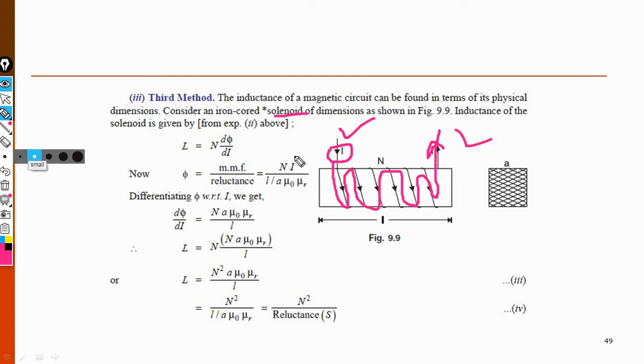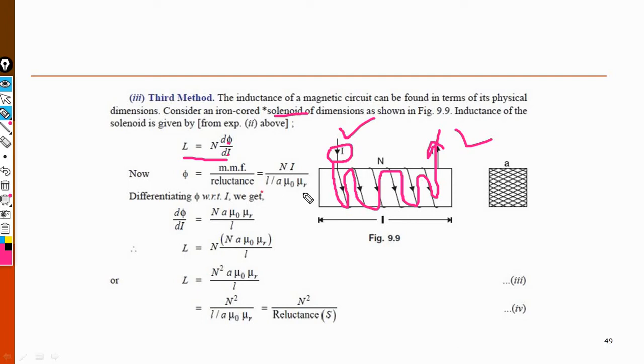Then the formula for inductance is L is equal to N d phi by dt. This is the normal formula of inductance, that is, the self inductance is directly proportional to the number of turns and the rate of change of flux with respect to time. But phi is equal to mmf upon reluctance, and mmf is ampere turn, that is N into I.